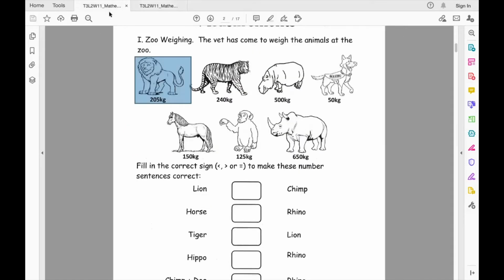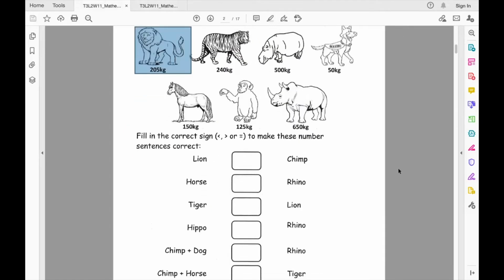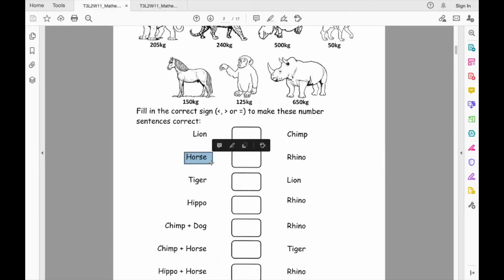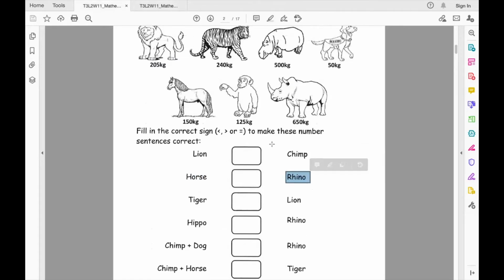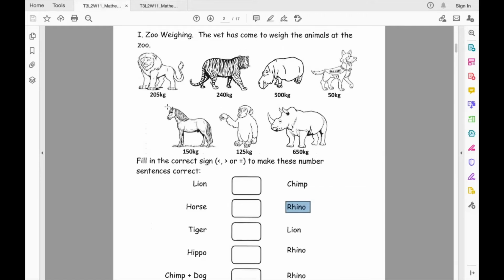We are going to try the next one as well. So we have a horse and we have a rhino. Now let's find the picture for the horse. Over here, the horse is 150 kilograms. Our number's there. The rhino is 650 kilograms. From these two numbers, the bigger one is the rhino. The rhino weighs more, is more heavy, at 650 kilograms.